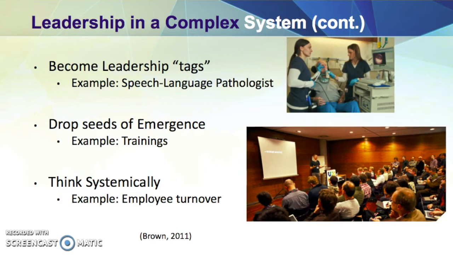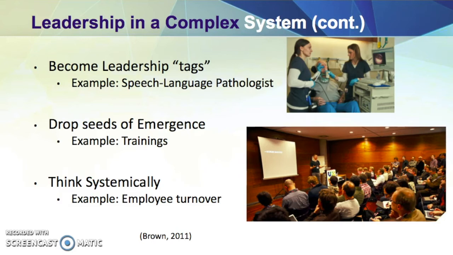Continue with the leadership in a complex system. We talk about becoming leadership tags. Leadership tags are the binding philosophy that brings people together. So that means that we can become a tag to represent the essence of a philosophy or a concept. For example, a speech pathologist might serve as a tag for excellence in clinical service, but at the same time, can build up the hospital's reputation.